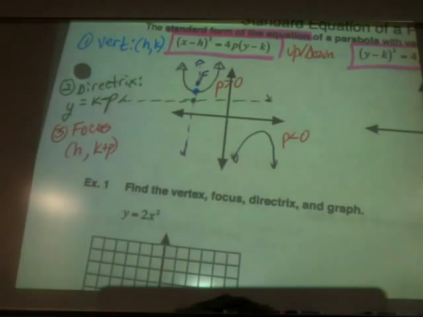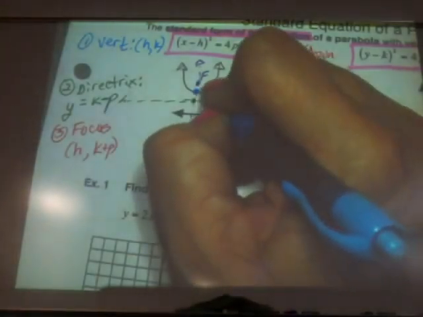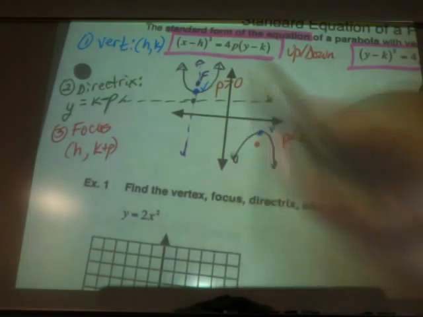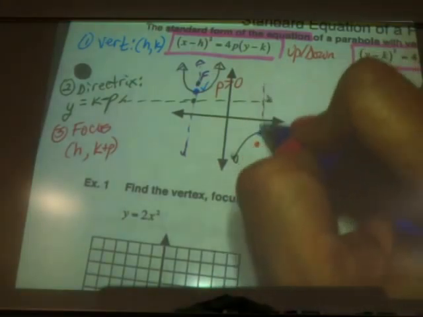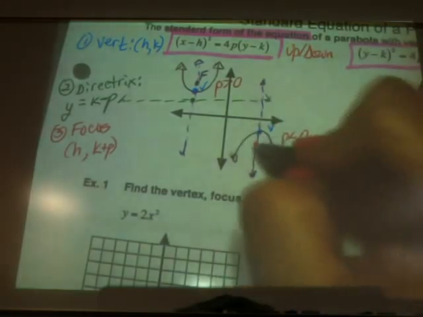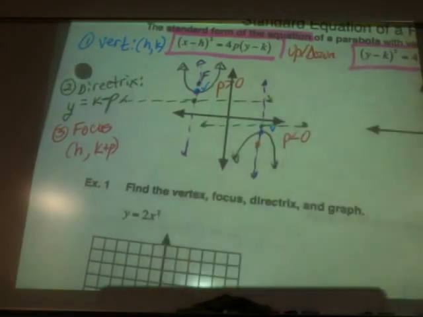So this one, we've got our vertex here. And then my focus would be here. My axis of symmetry would go this direction. My directrix would go the same distance away, like right here. I would still find the vertex, the directrix, and the focus all the same way. It should not matter.